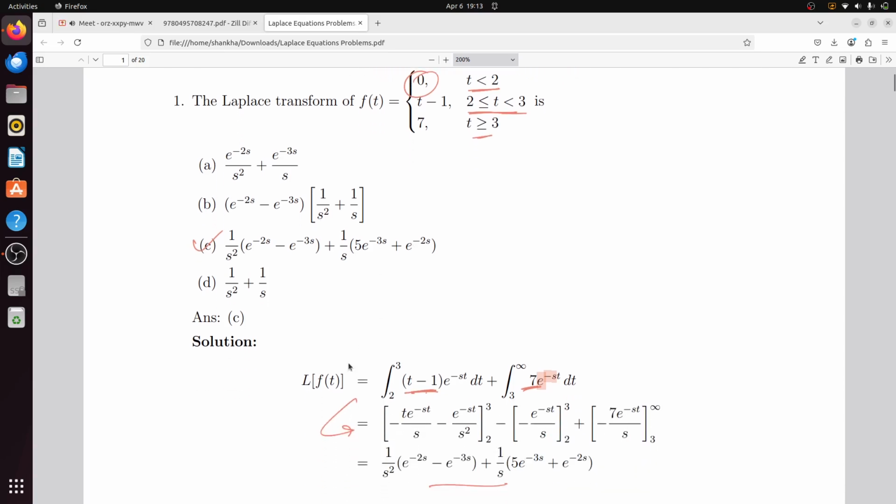I am just keeping it for some minutes for your reference. I hope that this first problem is already clear. Here we have to do integration 2 times. Next problem.